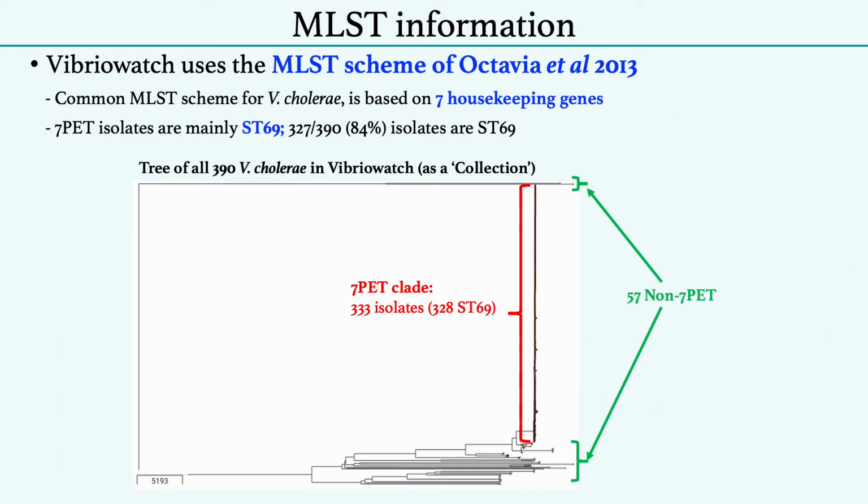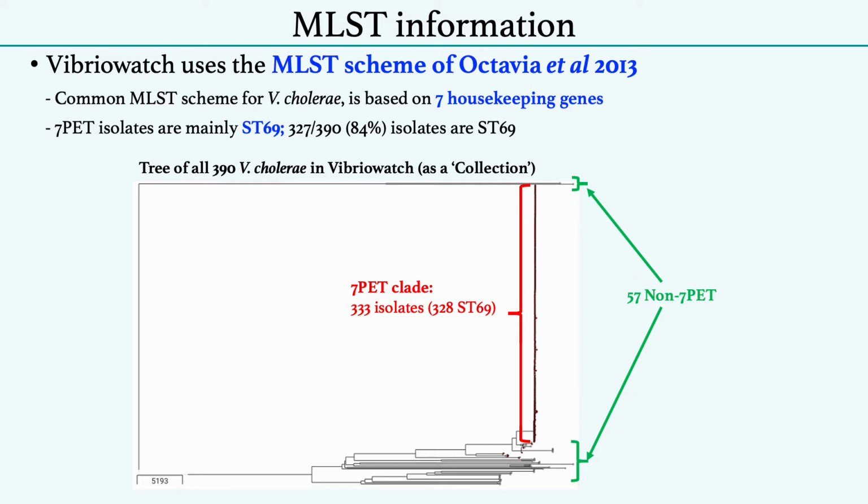One of the most useful type of analyses that you can carry out using Vibrio Watch is to try to use it to figure out how isolates are related to each other. One method of doing this is to use multi-locus sequence typing information, known as MLST. In Vibrio Watch, we have implemented the MLST scheme of Octavia et al. from 2013, a commonly used MLST scheme for Vibrio cholerae.